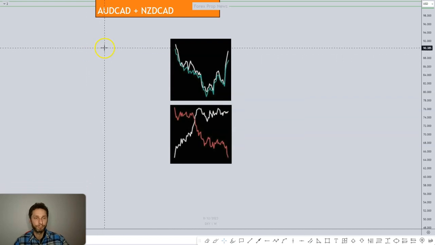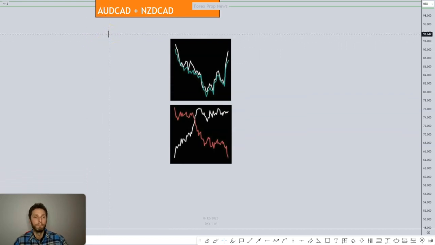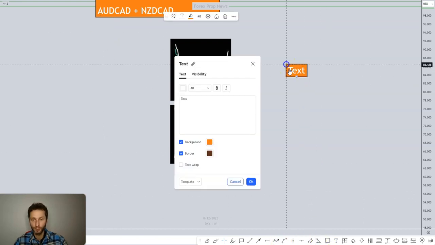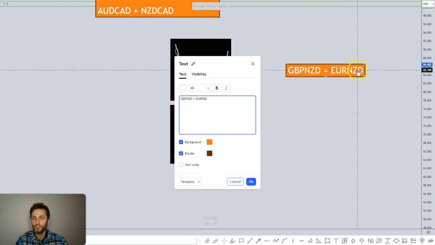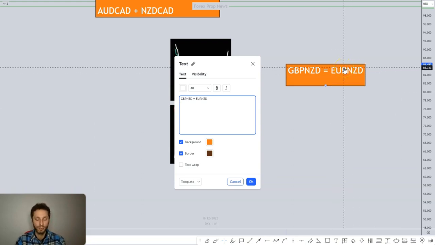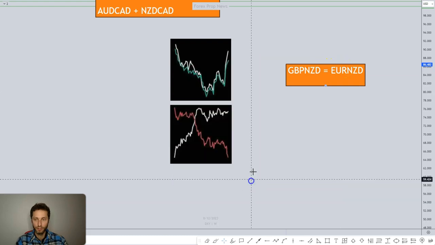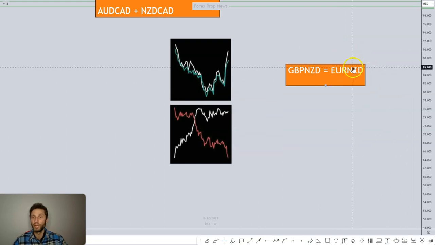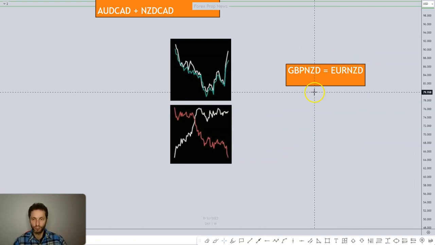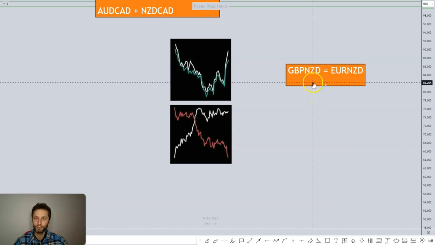Another example would be, let's say, pound New Zealand. What is the currency that's close to pound? Euro. So pound New Zealand would be closely correlated to Euro New Zealand. And that means if you take the pound New Zealand and you're looking to buy it, then you're looking for a buy on Euro New Zealand as well. You're looking for the market to be doing the same thing.